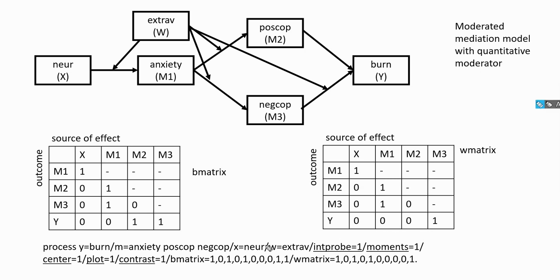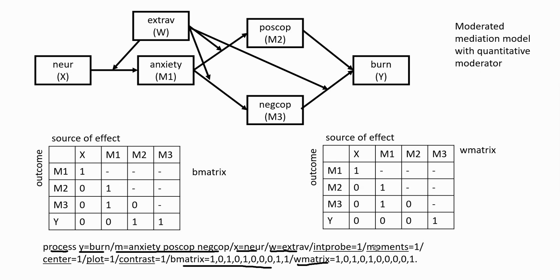Now you'll notice that in terms of the syntax that's given right here, once again we've got the PROCESS command followed by the names of our dependent variables, the mediator variables, the X variable, and also our moderator variable right here. So all that's exactly the same as before. The B matrix is exactly the same as what we had before when we ran that last model. So the major difference then is in terms of that W matrix statement.